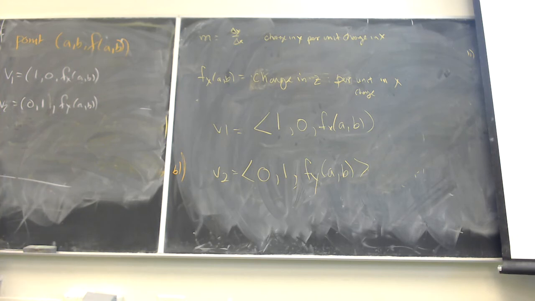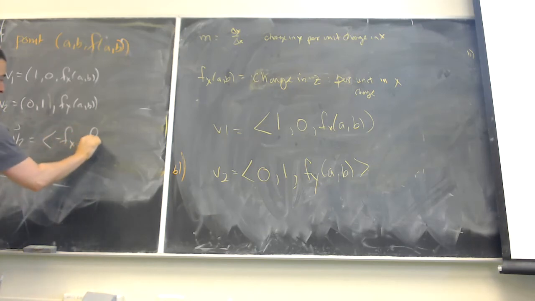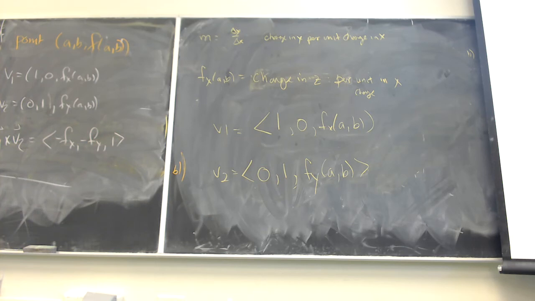So if you grind out the computation, it turns out to be the case that v1 cross v2, if you take those two vectors and cross them to get the normal to the plane, just turns out to be minus fx, minus fy, 1. So if you cross those two vectors, this is what you get. If you're bored tonight, you want to test me, you are welcome to cross those two vectors and see that this is what comes out.